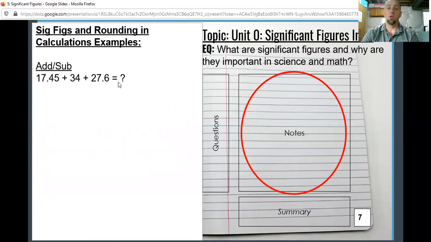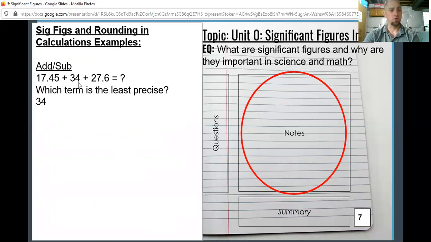Well, there's a couple things that you want to look at first. Which term is the least precise? If we look at this, the 34 only measures to the ones place, whatever tool we were using to make that measurement. 27.6 was measuring to the tenths place, and 17.45 was measuring to the 100th place. That's going to be our most precise, because we were able to measure to a much smaller, finer detail there. 34 is going to be our least precise. So our final answer can only be to the ones place.